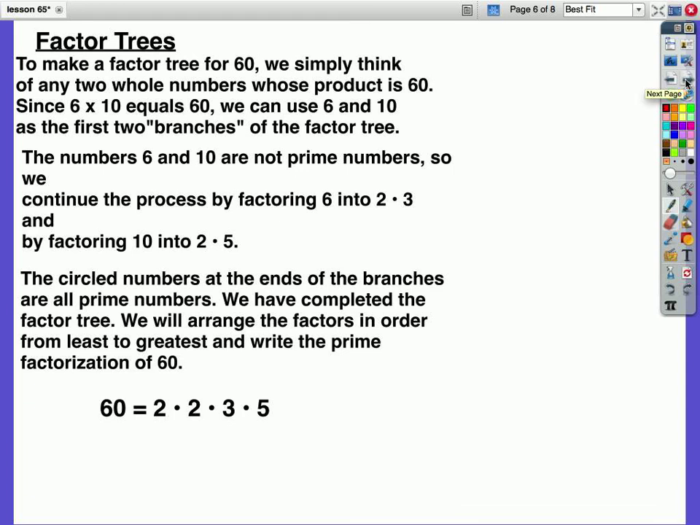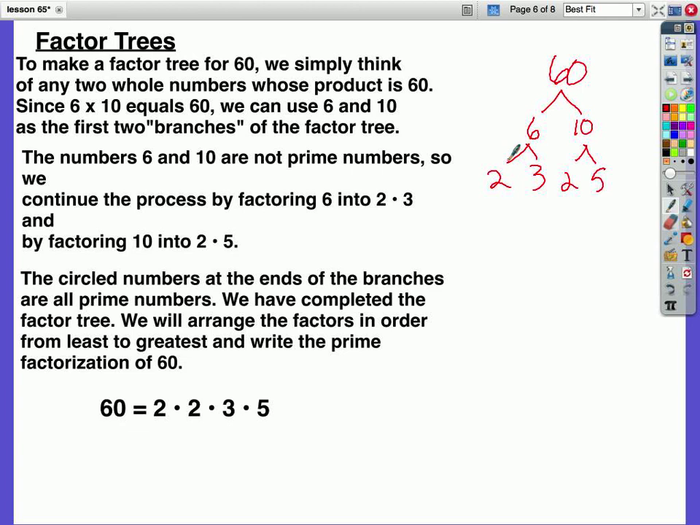Factor trees. To make a factor tree for 60, we simply think of any two whole numbers whose product is 60. So I'm going to write 60 up there. It's called a tree because we're going to make branches off our numbers. So I know 6 times 10 is equal to 60, so we're going to use 6 and 10 as the first two branches of the factor tree. The numbers 6 and 10 are not prime numbers, so we continue the process by factoring 6 into 2 times 3 and 10 into 2 times 5.